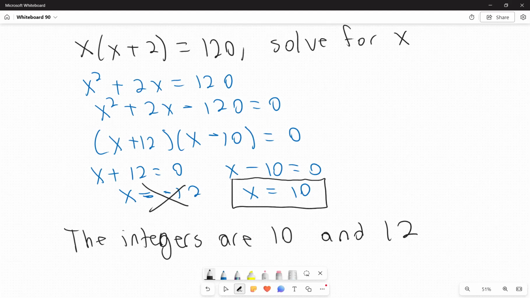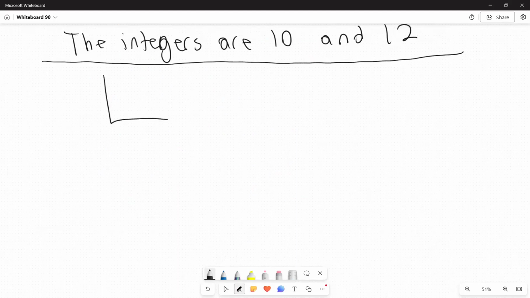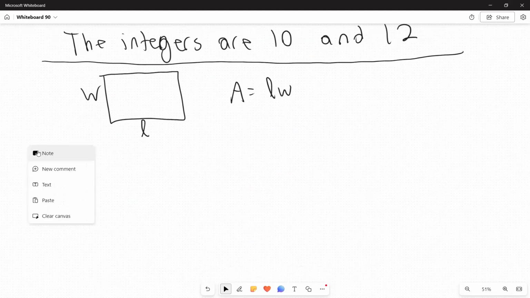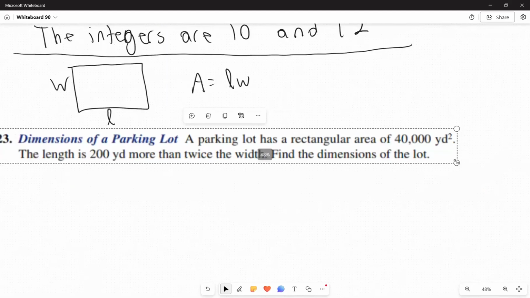Okay, the next problem is an application to geometry. In particular, that's going to be the area. We'll need to use the formula for the area of a rectangle. Okay, so we know well enough, if you're in this course, you know that the area of a rectangle is length times width. And we're going to do this word problem.